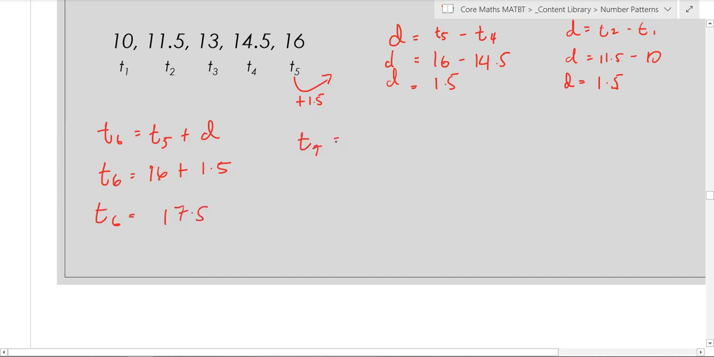T7 therefore should be T6 plus the common difference. So T7 is 17.5 plus the common difference of 1.5. Therefore, T7 is 19.